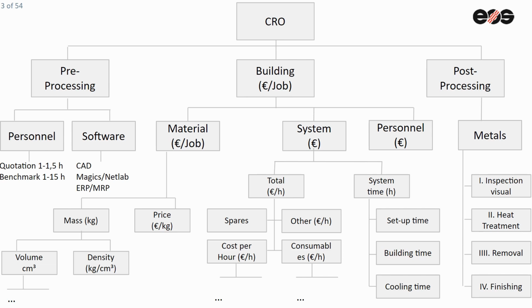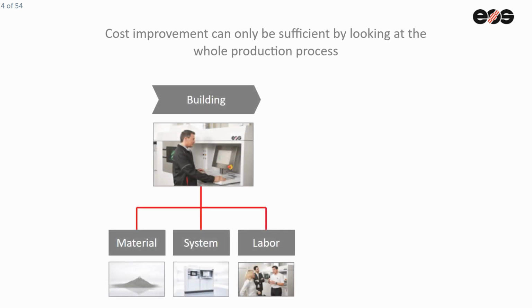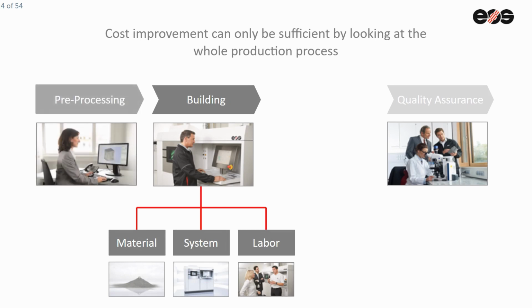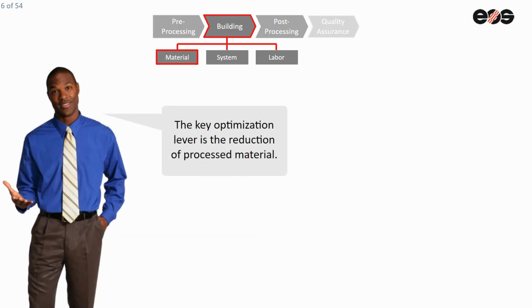This slide gives us an overall flowchart of the cost drivers and levers involved in calculating cost. We will discuss each separately in the upcoming slides. As shown, cost is not just dependent on building, but also other factors, such as quality, pre- and post-processing. Talking specifically about building costs, we have three drivers: material, system, and labor.